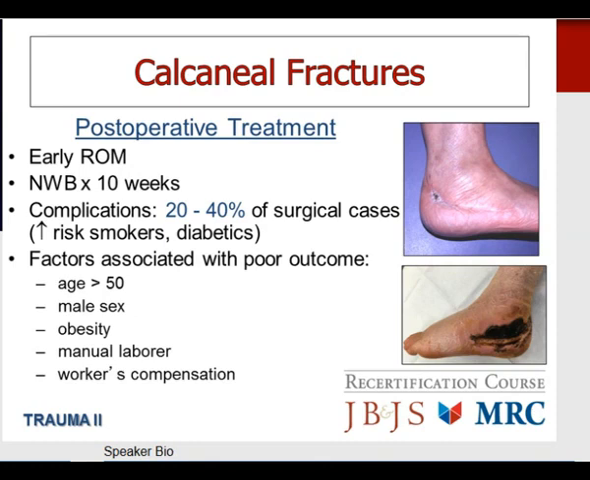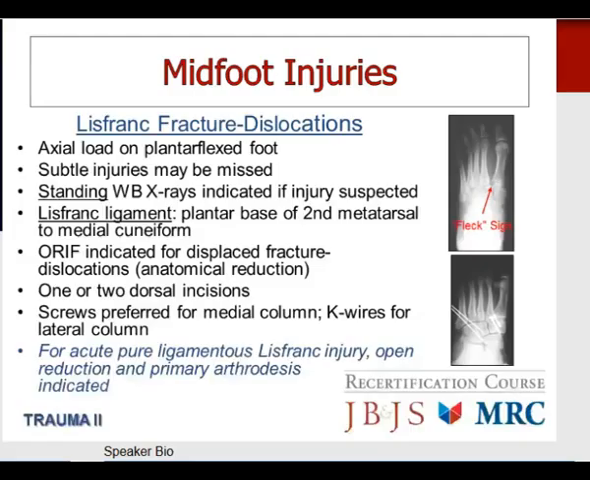Postoperatively, calcaneal fractures are treated with early range of motion, protected weight bearing for a period of 10 to 12 weeks. There is a significantly increased risk of complications in diabetics and smokers. Other factors associated with poor outcome include older patients, male sex, obesity, manual laborers, as well as workers' compensation injuries.